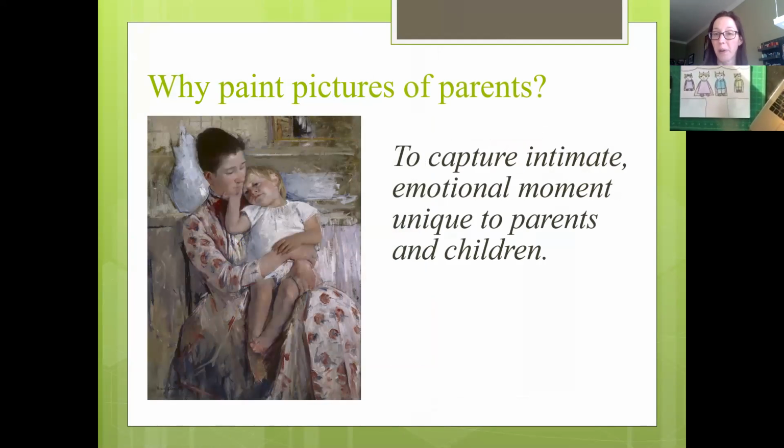Why paint pictures of parents? To capture the intimate moments that are unique to parents and children. The bond that you have with your parents is different from a bond that you're going to have with anybody else. And the same goes for when you have a bond with your child, when you grow up.